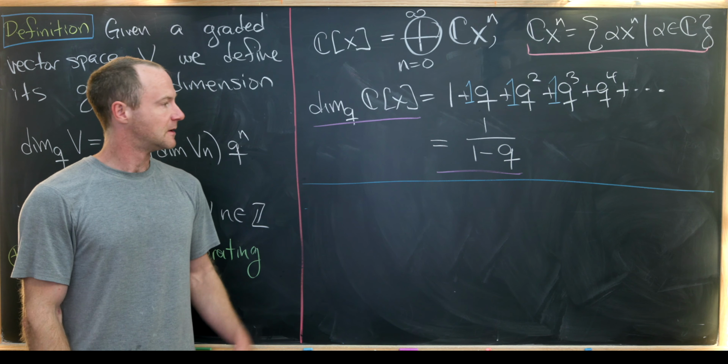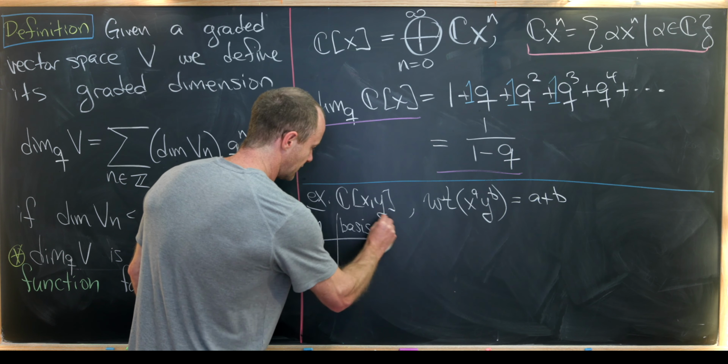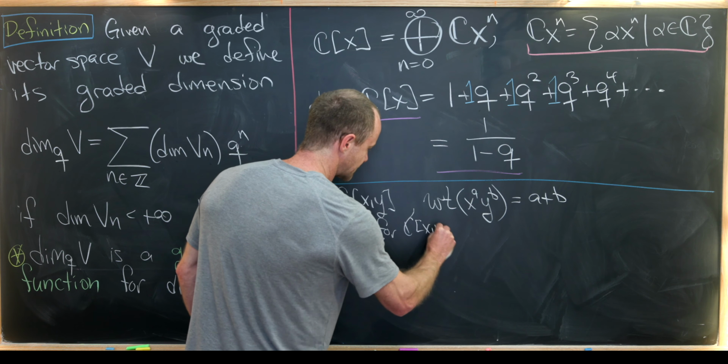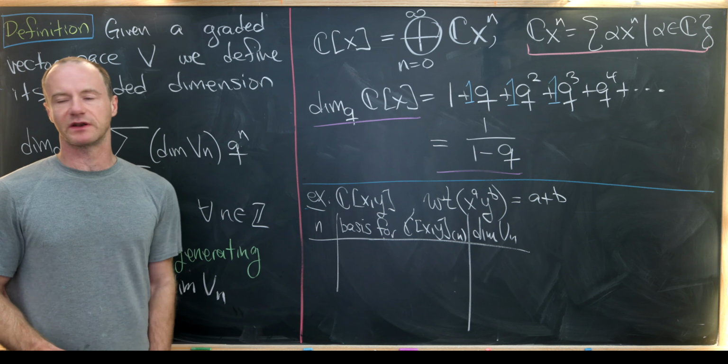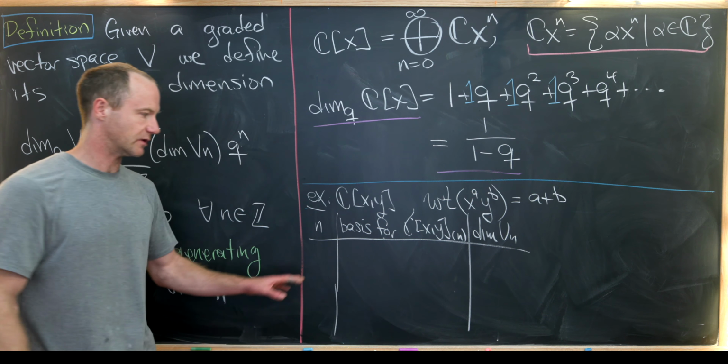Okay, so let's look at the start of another example. So let's say we look at C adjoin x, y. And let's say we have that same grading that we had before. So the weight of x to the a, y to the b is equal to a plus b. Now, let's maybe say n and then a basis for C adjoin xy sub n, so the nth graded component, and then we'll have the dimension of, I'll just write it as Vn here to make a little bit of a chart. We won't go so far, we'll just go a little bit.